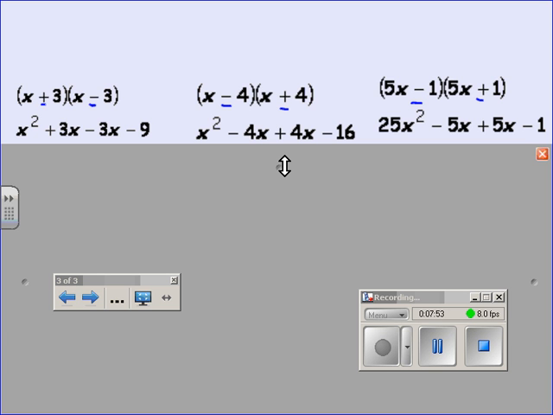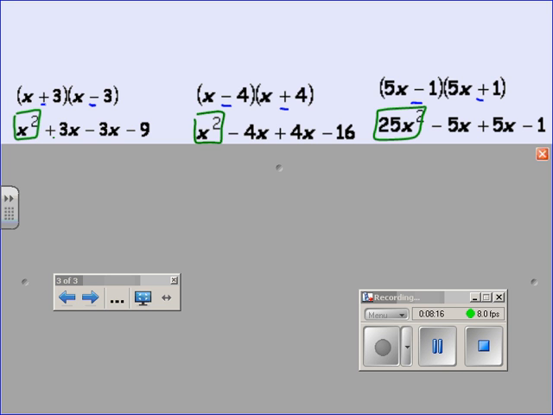minus 9. Now if we look at our first term in this FOIL on all three expressions, again, it's simply that first term squared. X squared, and here we have x, we square it, we get x squared. And in this third term, we have 5x, and if we square that, we'll get 25x squared.